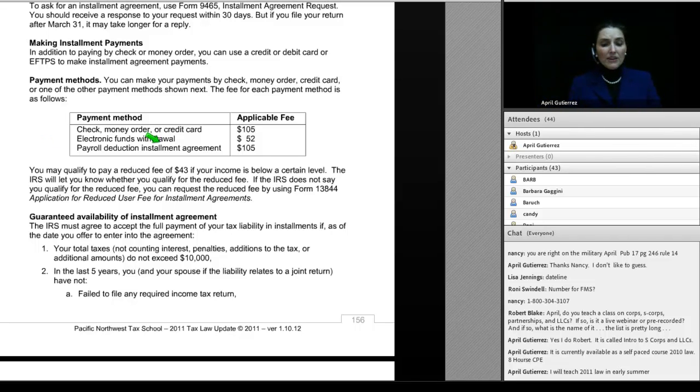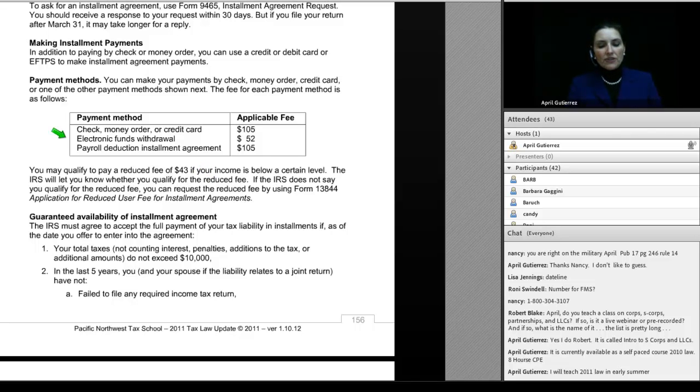But the IRS does have a lower $43 payment option, or payment charge, or fee, that's the word, a lower $43 fee that is assessed for lower income individuals, and they determine whether or not you meet the requirement for the lower charge or whether they'll make you pay the higher charge.